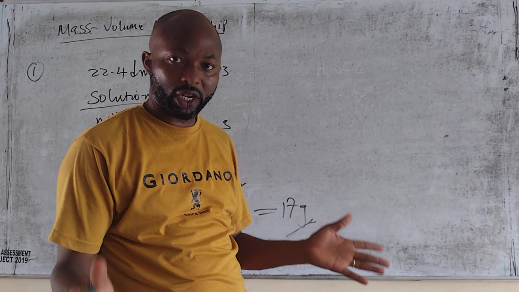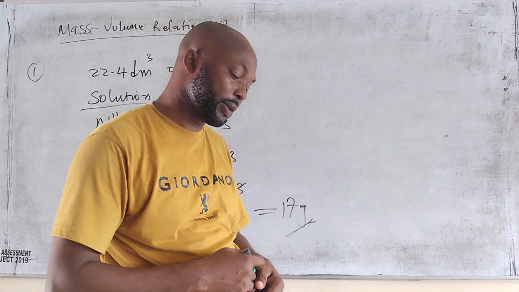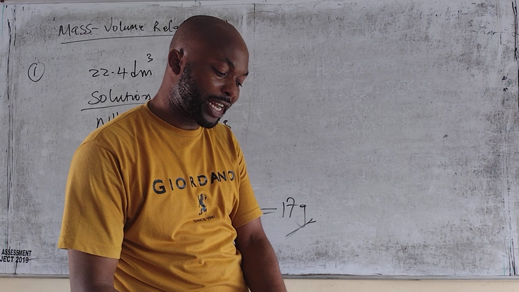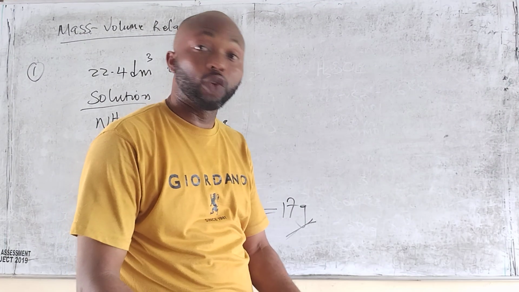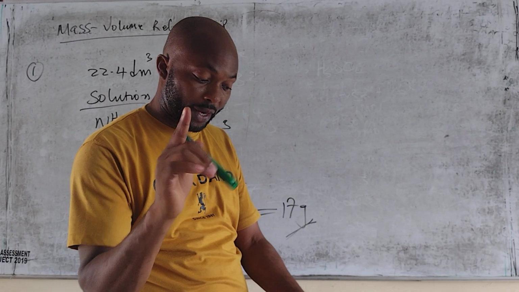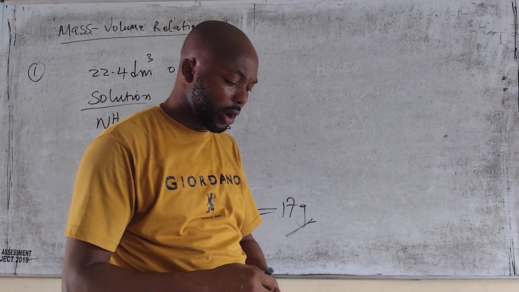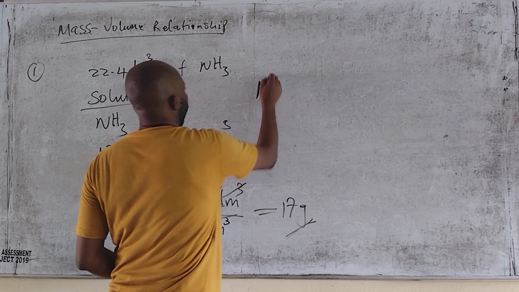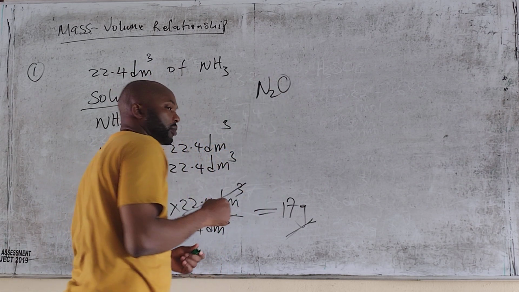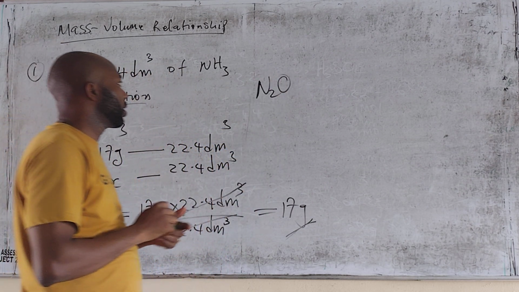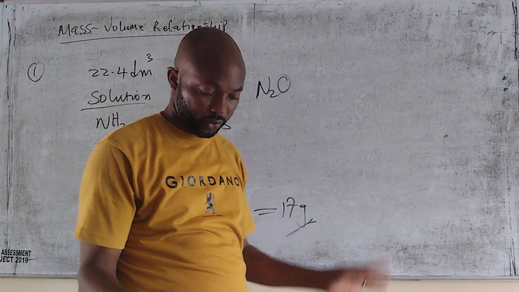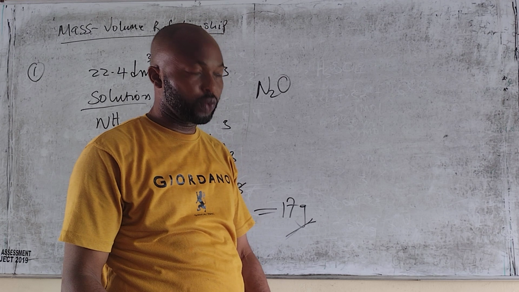Now this is your assignment. Calculate the mass of 22.4 dm cube at STP of chlorine molecule. That's 1. 2. Dinitrogen oxide, which is N2O. So when you calculate these two, you're done. That's the assignment. So we're going to be stopping here.